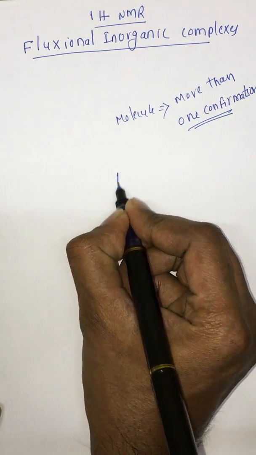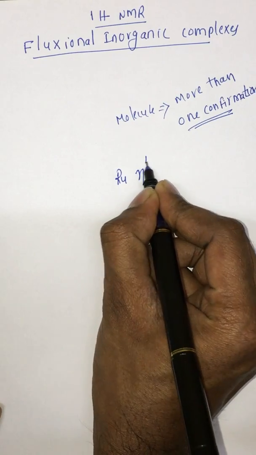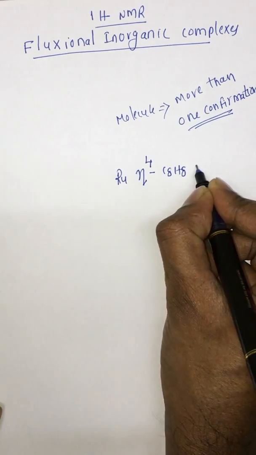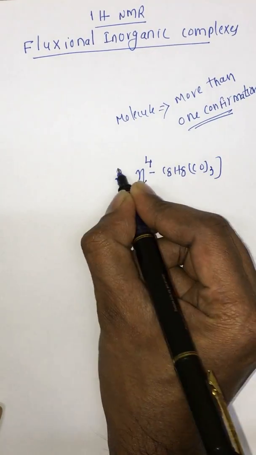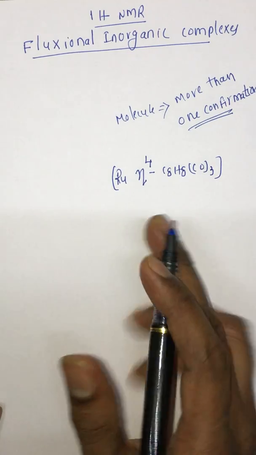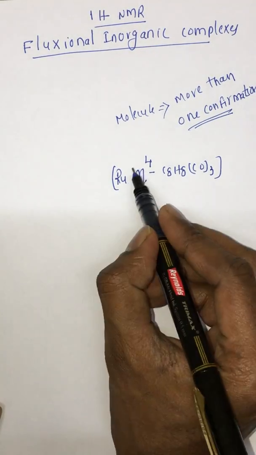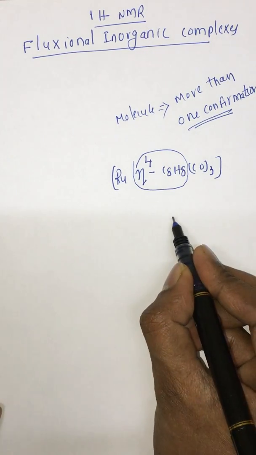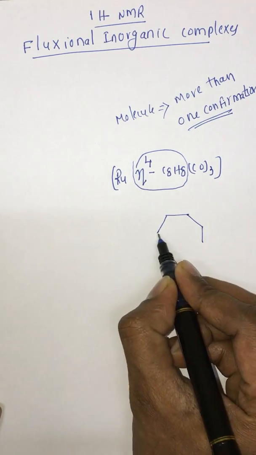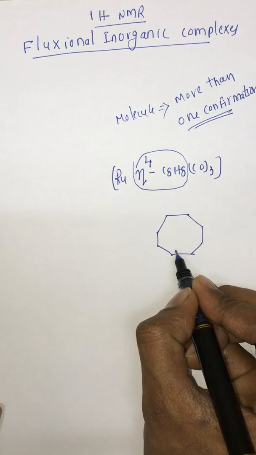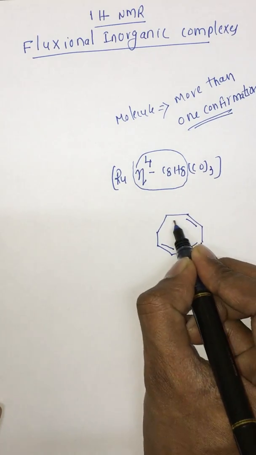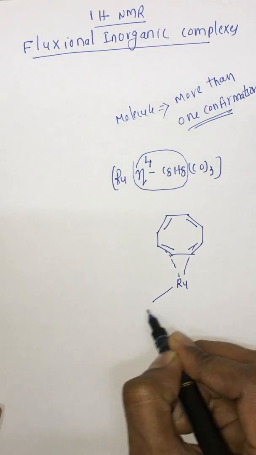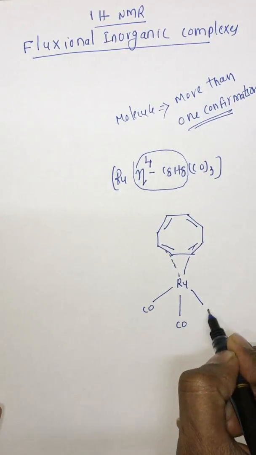So we have here ruthenium, N4, C8H8, CO3. Now we want to see the NMR spectra for this complex. Here the hapticity of this C8H8 is 4. That means ruthenium is binding to 2 double bonds. So ruthenium is here, binding to this double bond, CO, CO, CO.